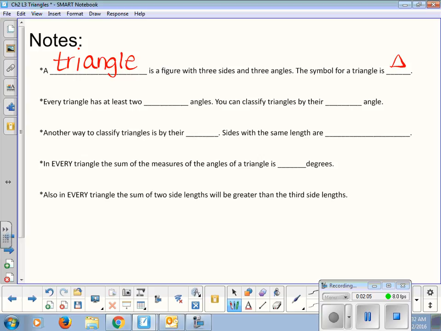Every triangle has at least two acute angles. And you can classify the triangles by their third angle. So in the examples we did for bell work, every triangle has at least two acute angles, and the third angle tells you what type of triangle that would be. Another way to classify triangles is by their sides. And sides with the same length are congruent segments.